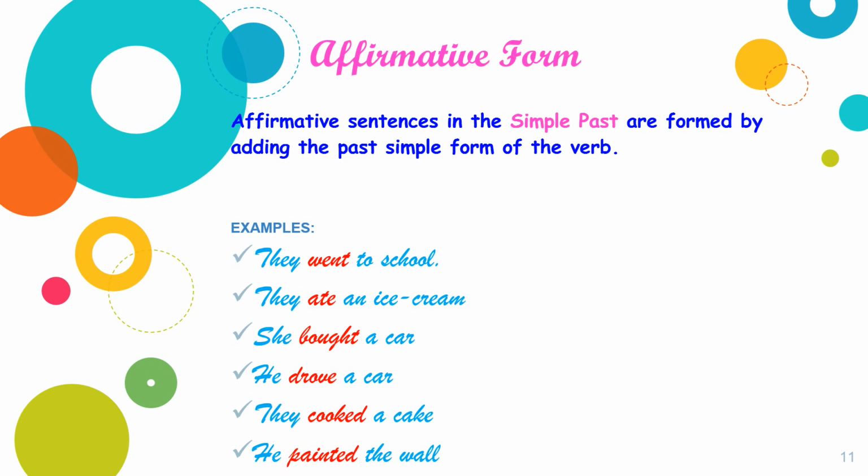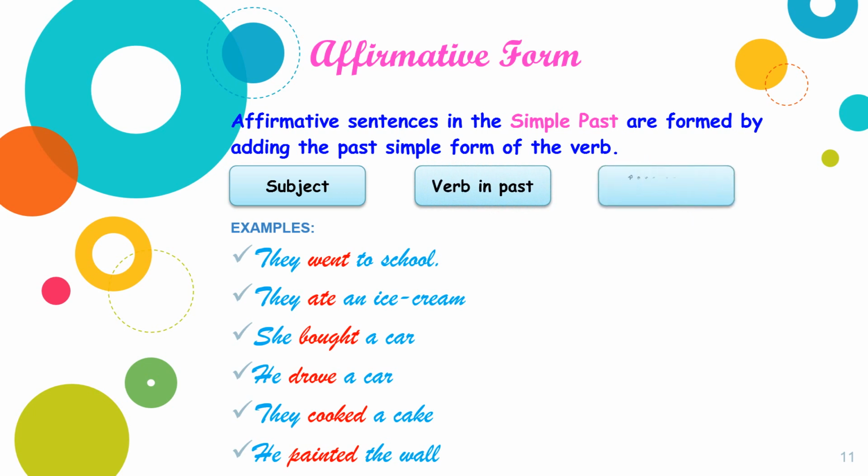And also we have the affirmative form without the verb to be. In this kind of sentences, they are formed by adding the past simple form of the verb. We need a subject plus a verb in past plus the rest of the sentence. And here we have some examples. They went to school yesterday. Went is the past of go.